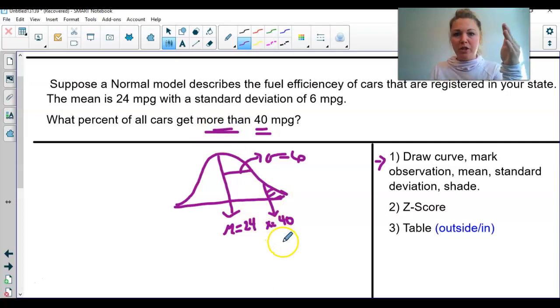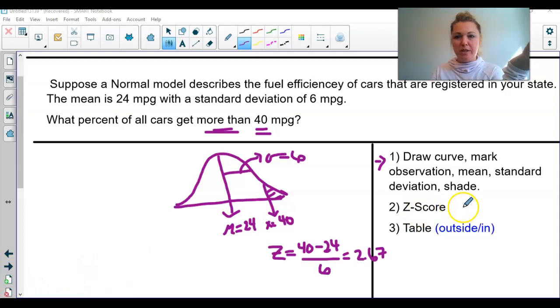Okay, next, what I want you to do is pause the video and find the z-score. I'll do the same and let's see if ours match up. Okay, guys, step 2 for your z-score. Did you get your observation minus your mean divided by your standard deviation to get 2.67? Remember, we rounded to the nearest hundredth. Step 3 now I'm going to do with you, okay, because it's a little different. We do need to go to the table outside in at 2.67.